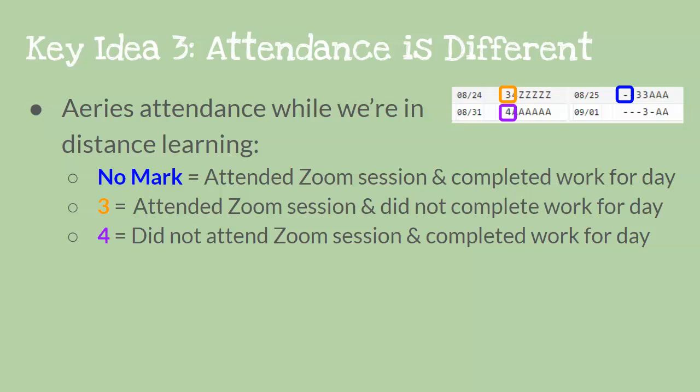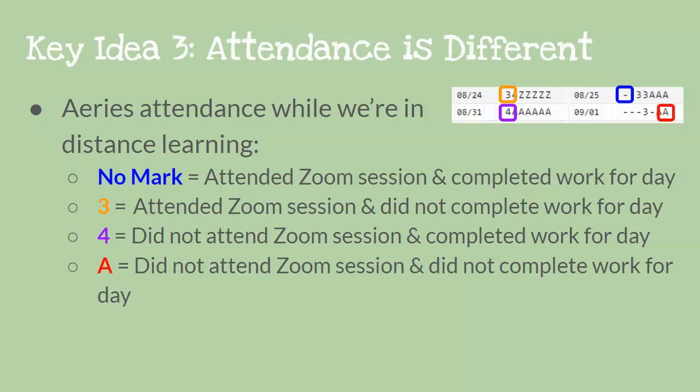And perhaps the teacher had a sick day and therefore there was no Zoom session offered for the student to attend. For whatever reason, they weren't in Zoom. If they complete their work, it will be marked as a 4, which is the equivalent of being present and having no mark. So a 4 is actually a good thing.